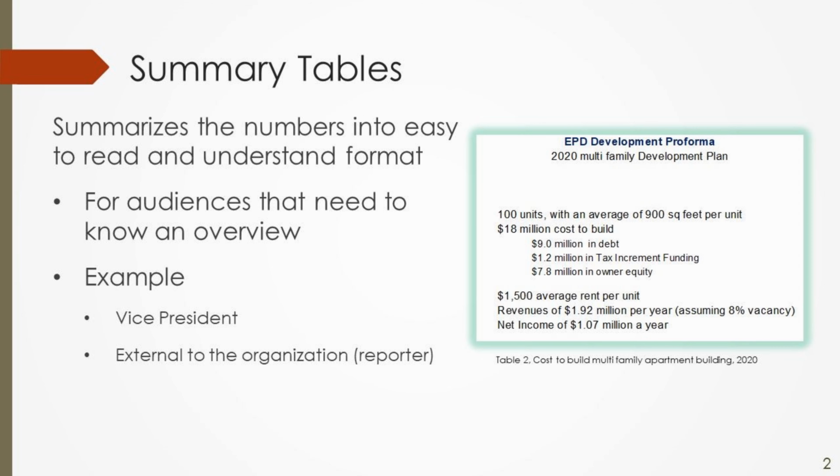Next is summary tables. These are a little bit better. They summarize numbers into an easy to read and understandable format. This is where audiences that need an overview, for example, executives in the company, or even those outside the organization, such as reporters, benefit. Essentially, this is a simple to digest format for numbers. You can see on the right here, I've taken the previous spreadsheet and summarized it into an easy to interpret table. Not easy to remember, but still an easy to interpret table.